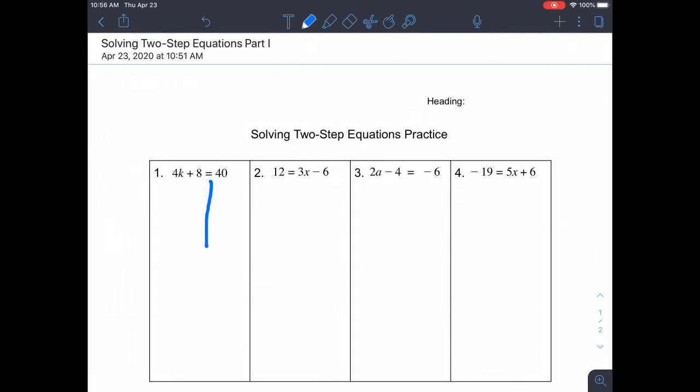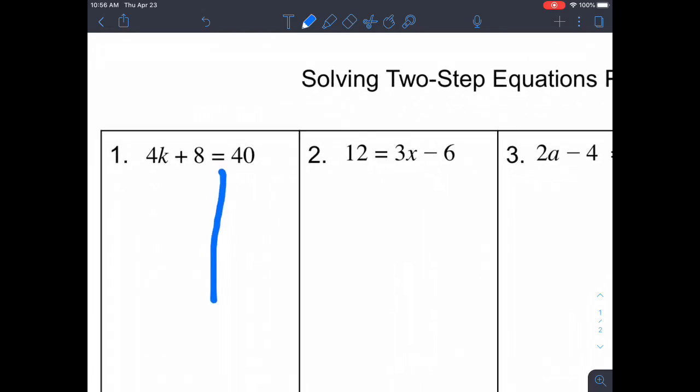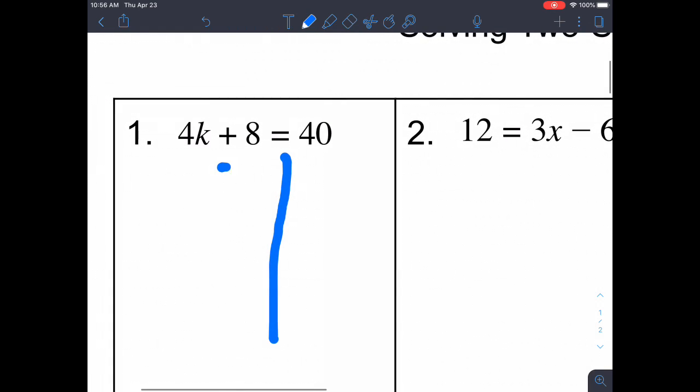So we're going to start with the opposite direction of PEMDAS. We're going to start with the stuff further away from the k. We're going to start with undoing the addition or the subtraction. So how do I get rid of a positive 8? Well, I subtract 8. I undo that adding 8 so that it'll go away. So I'm going to subtract 8 from both sides.